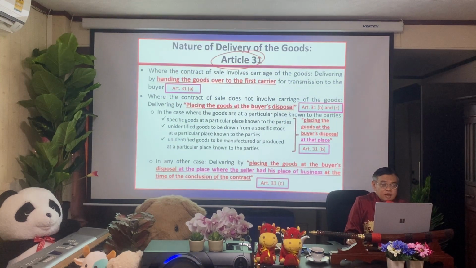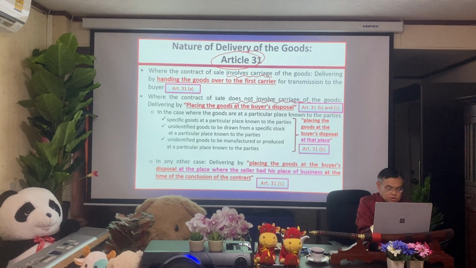As I have mentioned, Article 31 makes a distinction into two scenarios. The first scenario is the one where the contract of sale involves the carriage of the goods, and the second one is where the contract of sale does not involve the carriage of the goods.